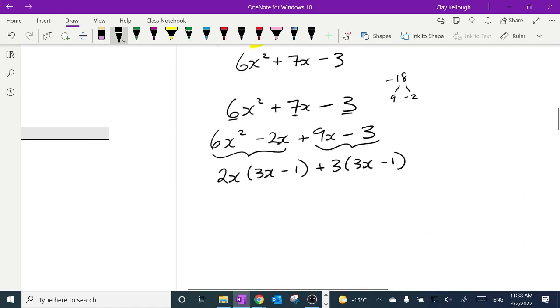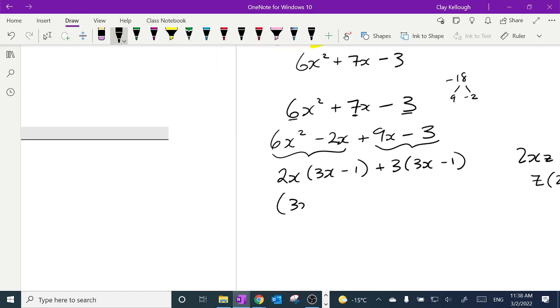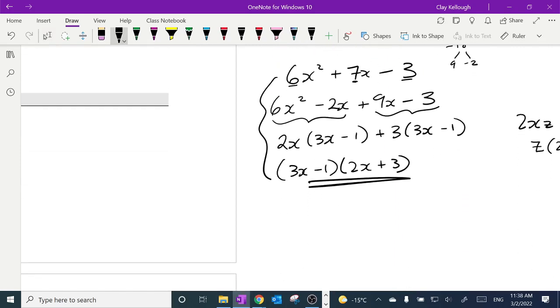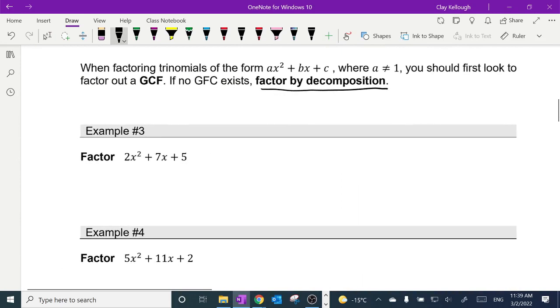Think of it, if you like, as 2x times z plus 3z. And somebody said, factor that. Oh, you just factor out the z, and it'd be 2x plus 3. Well, my z in this case is this bracket, 3x minus 1. So I factor out 3x minus 1, and there we go. I'm back to where we started. So this is the method we call the decomposition method. It's basically the opposite operation of multiplying out two binomials. So let's try that on these examples.